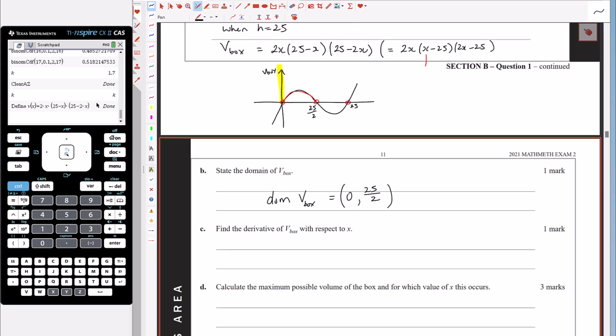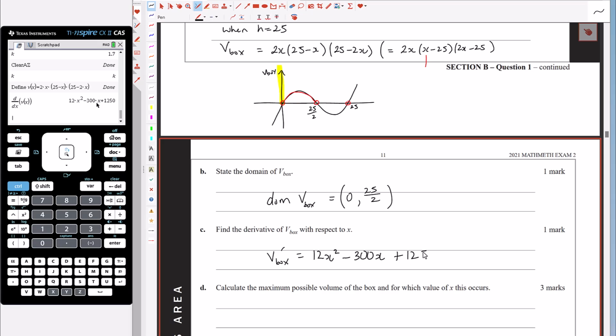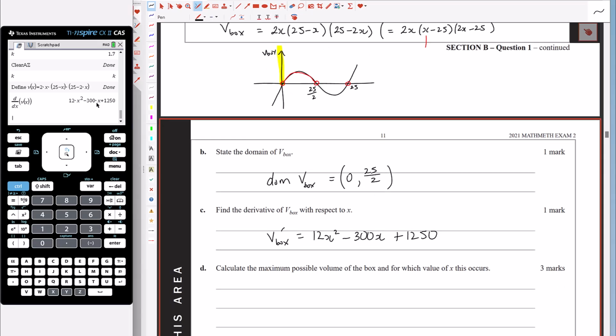Find the derivative of V box with respect to x. I've defined my function, so I'm just going to differentiate it, and get my CAS to do that for me. So V box dash is going to be 12x squared minus 300x plus 1250. I'm just wondering if we factorise that, but it doesn't factorise, so that's why it's given it to us in the expanded form.